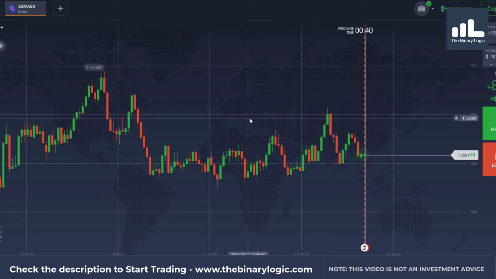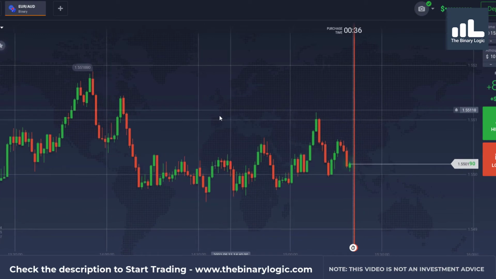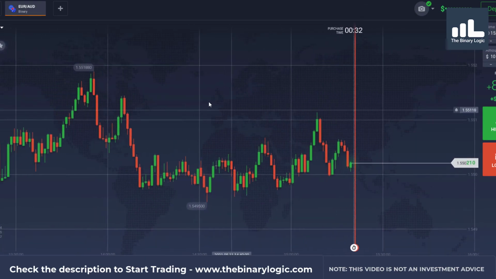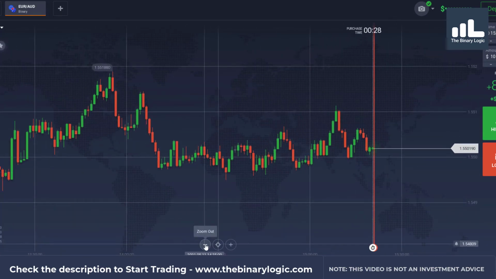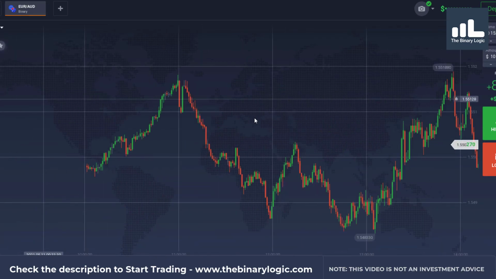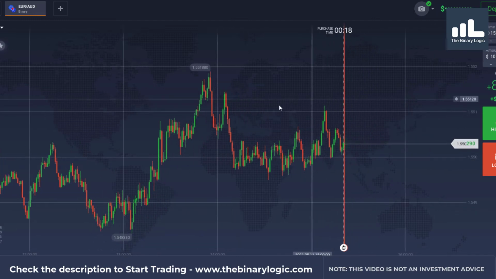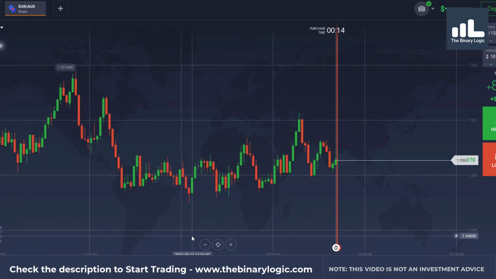Today I will show you how to trade in binary options using the SRT trading pattern. According to the SRT trading pattern, you need to draw some levels and measure the market condition. You can see there was a long downtrend and then an uptrend, and then the market is now running almost sideways. So I need to draw some levels.